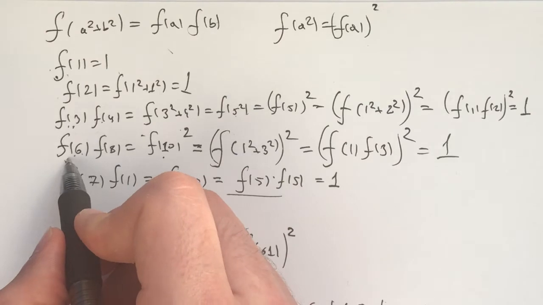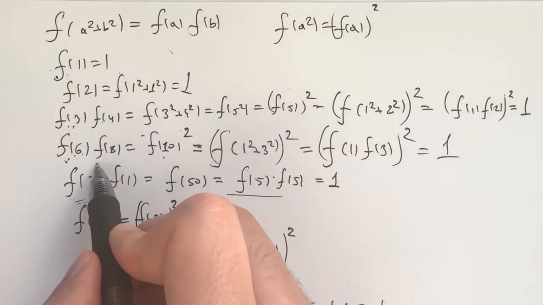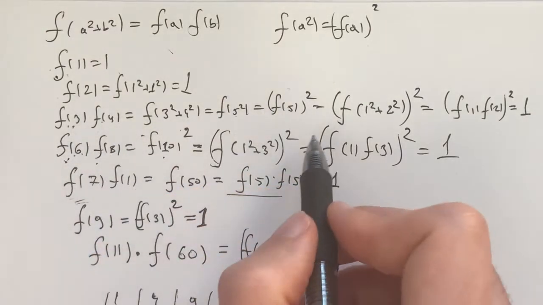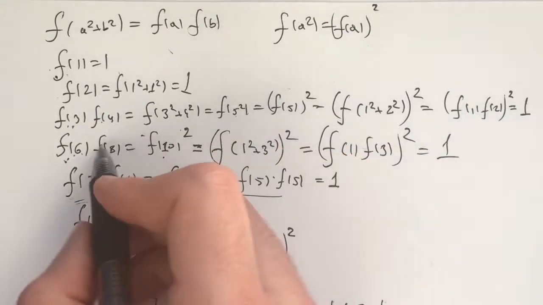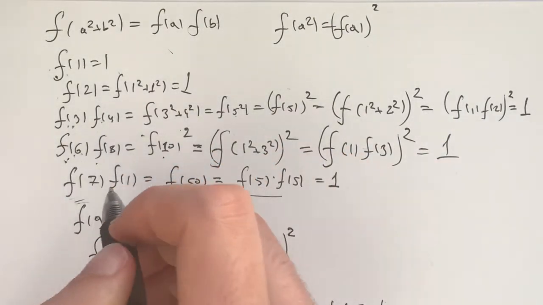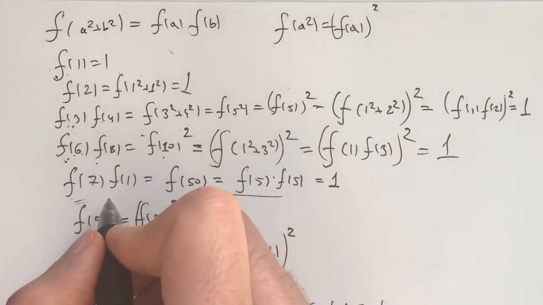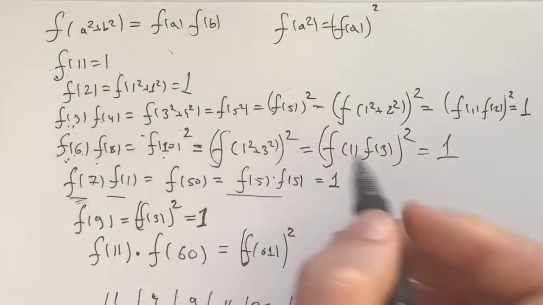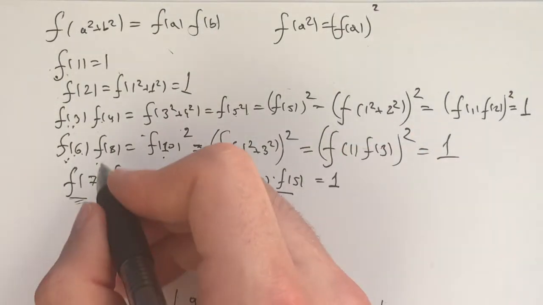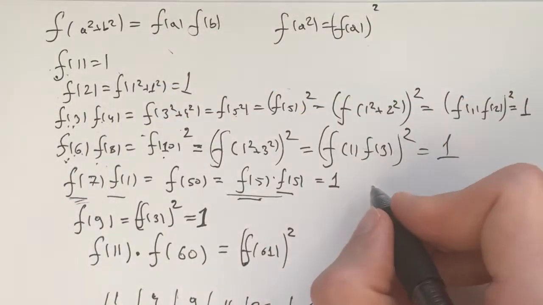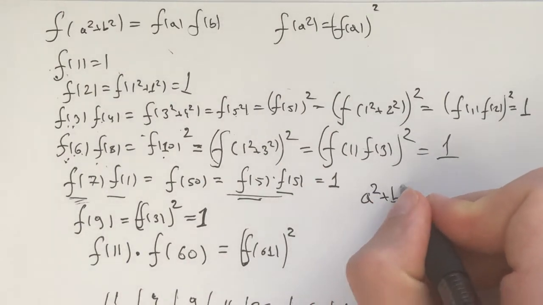F of 6 I got in a similar way here. F of 6 times f of 8 is f of 1 times f of 3 squared. That's 1, so that's how I got f of 6 and f of 8. F of 7 I got because f of 7 times f of 1 is f of 5 times f of 5, which is 1.